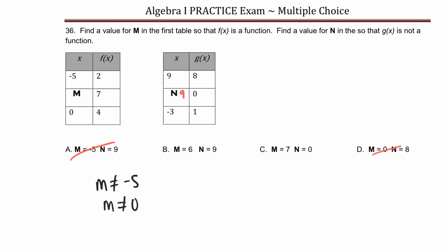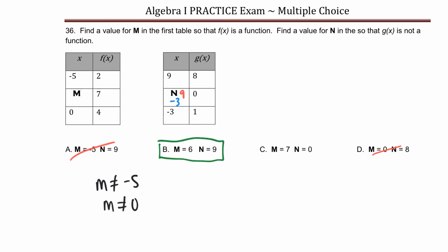So either way, you could have n be 9, or you could have n be -3, just because you already have -3 down here, and -3 is supposed to go to 1, but if you have -3 going to 0, that would mean it's not a function. So we would need a situation where m is not -5 or 0, and n is either 9 or -3, that would work. So I would say B is our answer here.